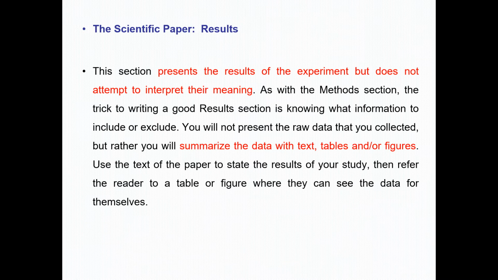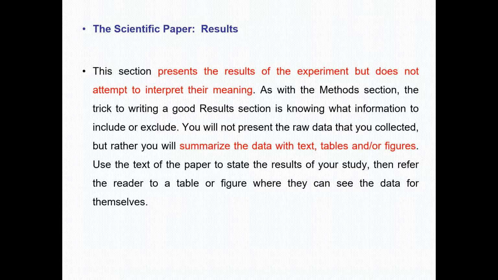Then in scientific papers, we have the results sections. What is that? These sections present the results of the experiments, but do not attempt to interpret their meaning, because for that we have a separate section as well. As with the method sections, the trick to writing a good results section is knowing what information to include or exclude. You will not present the raw data that you collected, but rather you will summarize the data with the text, table and/or figure.